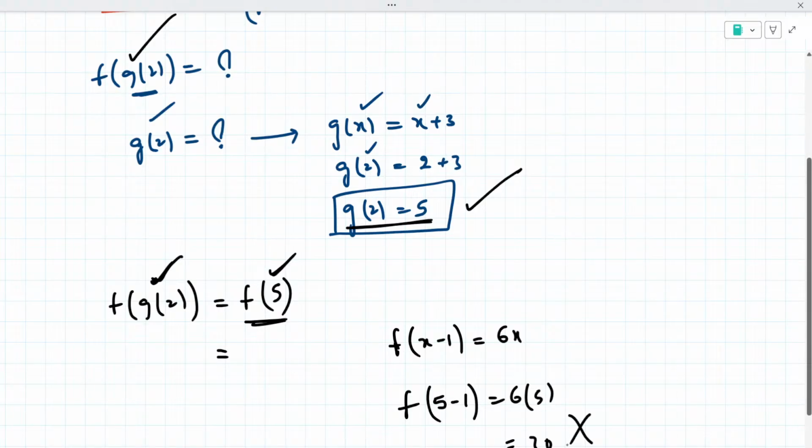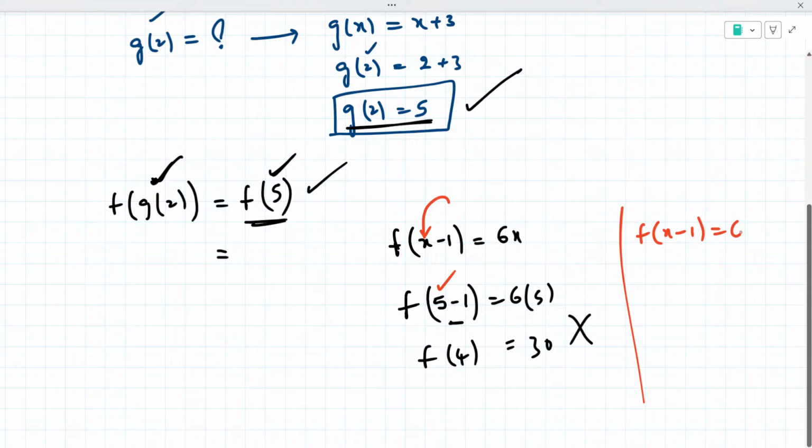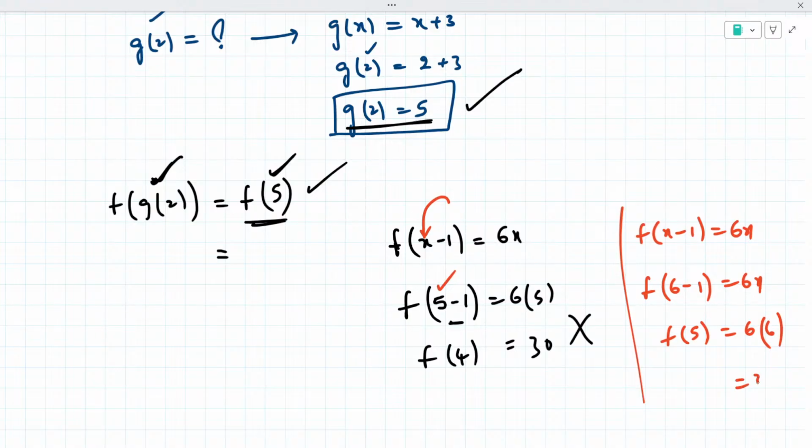No, that is not true, because 5 minus 1 is going to be f of 4. But we need f of 5, which means you need not take x value as 5. You need to take x value as 6. If you take x as 6, then 6 minus 1 is 5, so you get f of 5 equals 6 into 6, which is 36.